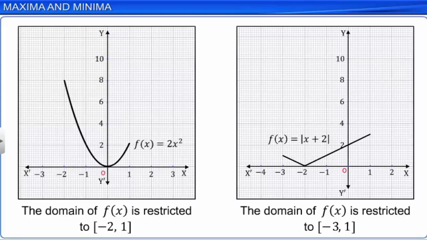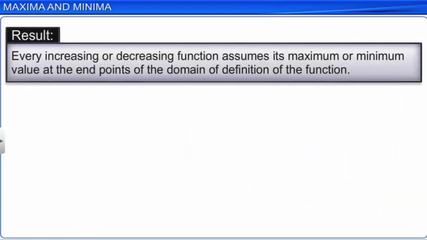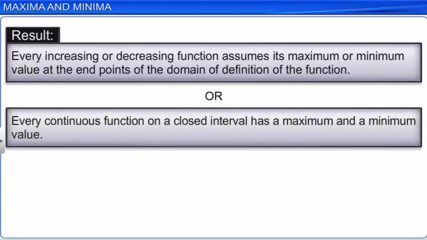This discussion leads us to a result which states that every increasing or decreasing function assumes its maximum or minimum value at the endpoints of the domain of definition of the function. More generally, it can be stated that every continuous function on a closed interval has a maximum and a minimum value.